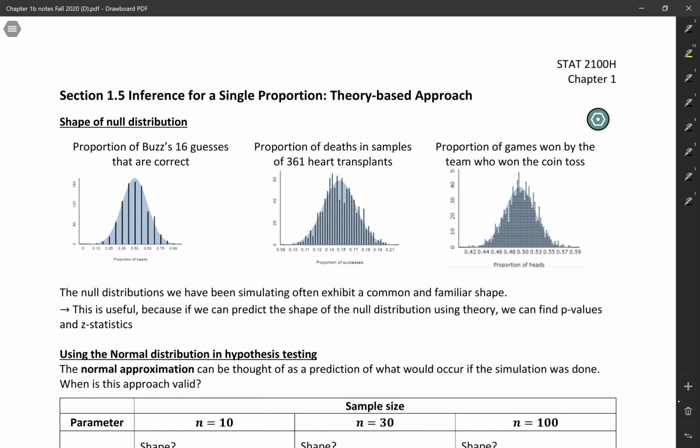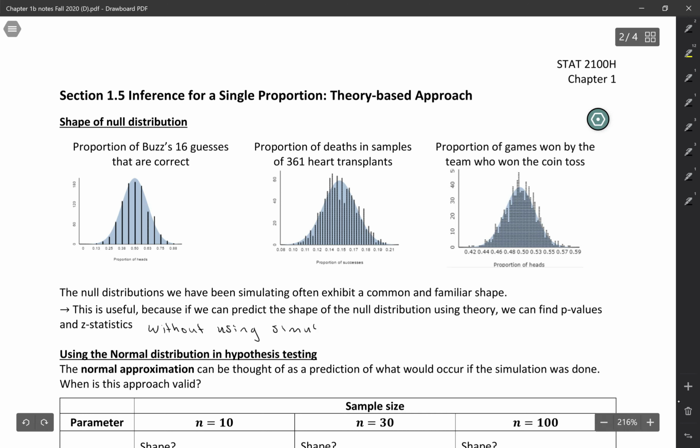So already you've probably noticed that the null distributions we've been simulating often exhibit a common familiar shape. And it turns out that this is useful because if we can predict the null distribution using theory, then we can find p-values and z-statistics without using simulation, which doesn't seem like such a big deal in 2020, but you can imagine not all that long ago when we didn't have this kind of computing power, and we certainly didn't have it in a phone in our pockets, that it was a big deal to be able to do this stuff without simulation. So we're going to make use of that common bell-shaped distribution by using the normal distribution to approximate what would happen if the simulation was done.